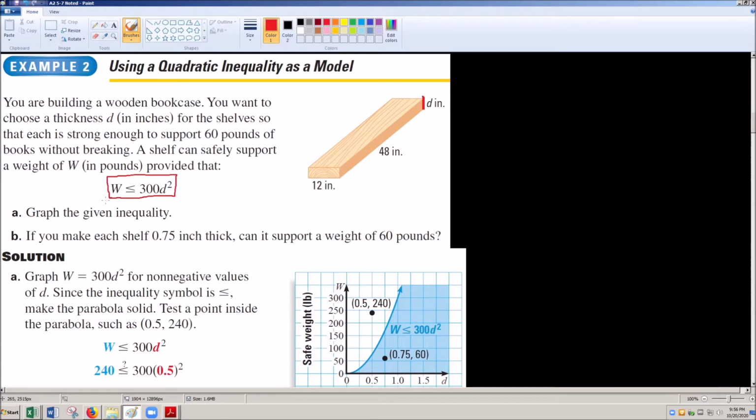When we look at this, we want to graph it to start, and then from there we want to test to see if this 0.75 inch thick board can support 60 pounds. So when we do this, it's going to be a less than thing. The W is sort of representing our Y now, and then this D is really our X. So in terms of how we're used to graphing it, just keep in mind that the variables don't really change anything. We just have our W labeled for our Y-axis and D labeled for our X-axis. So we should be able to graph this pretty quickly and easily. Vertex at 0, 0, it's just going to go up from there.